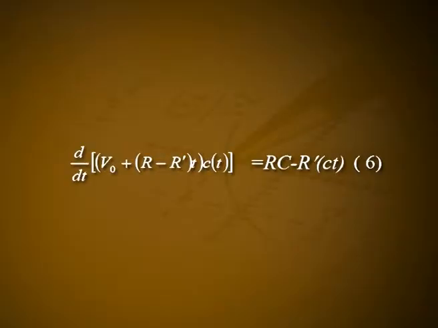If the rate R dash at which the solution leaves the vessel is less than R, the equation of continuity gives d/dt of ((V naught plus (R minus R dash) t) C(t)), which is equal to R C minus R dash C(t), where V naught is the initial volume of the solution in the vessel. This is also a linear differential equation of the first order.